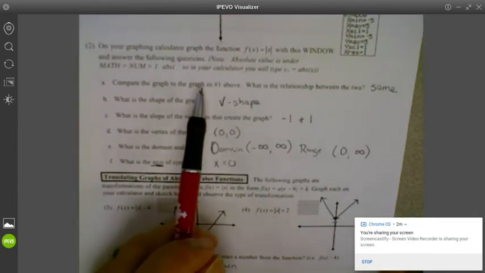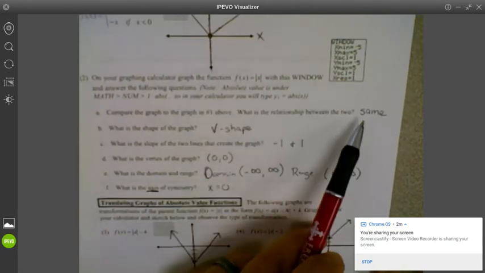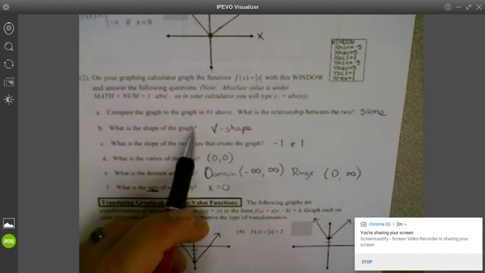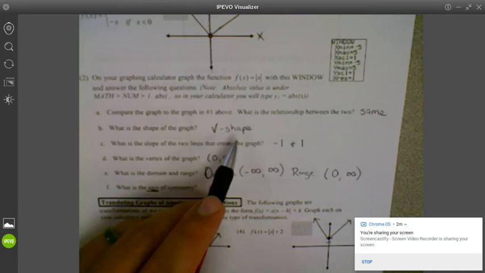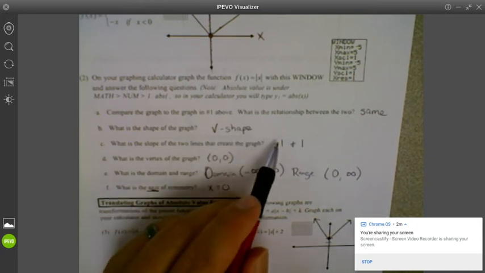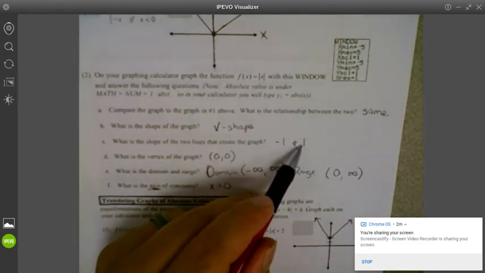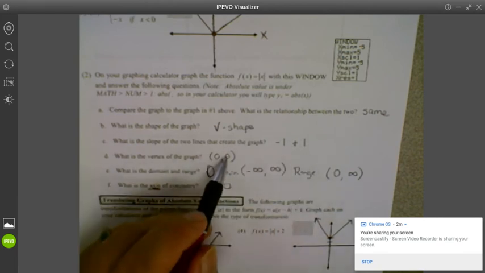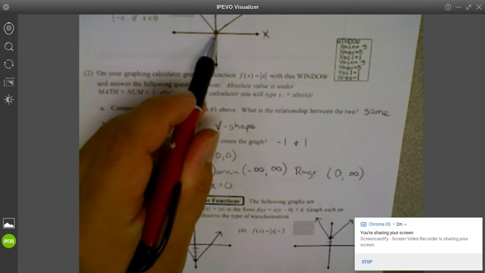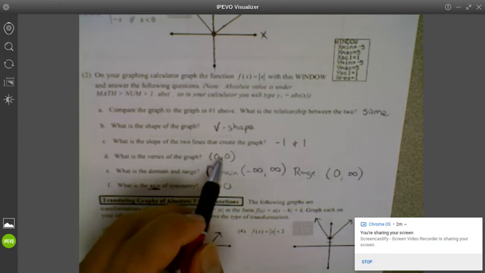Compare the graph I just showed you on the calculator to graph number 1. It's the same graph, right? It's the exact same graph. What is the shape of the graph? An absolute value graph is a V shape, so it makes a V. What is the slope of the two lines? Well, we already talked about that. The one going to the left has a slope of negative 1, and the one going to the right has a slope of positive 1. What is the vertex of the graph? The vertex is where it hits the middle point right there, the bottom. So the vertex is (0, 0).